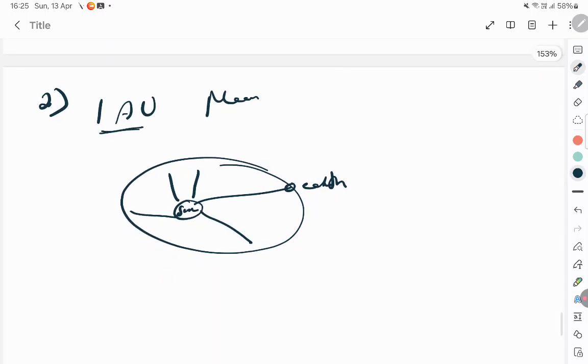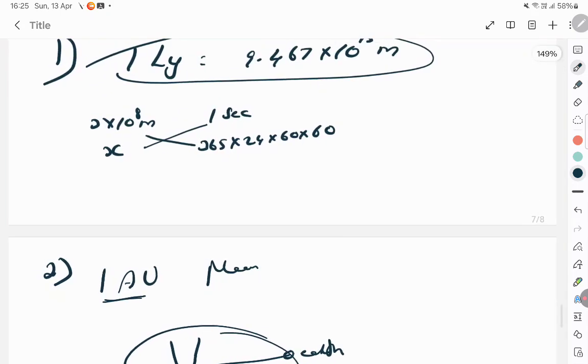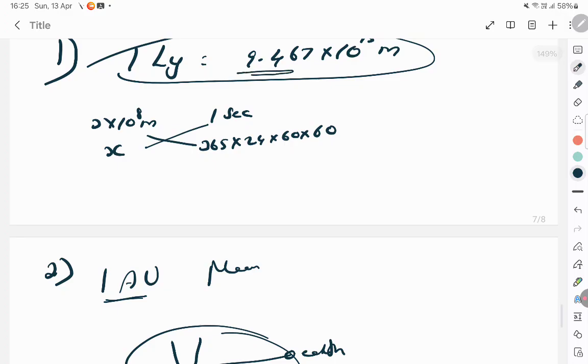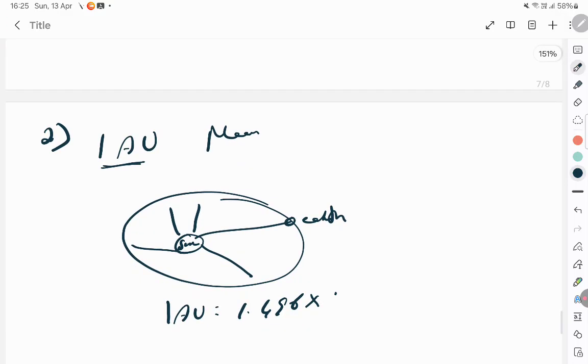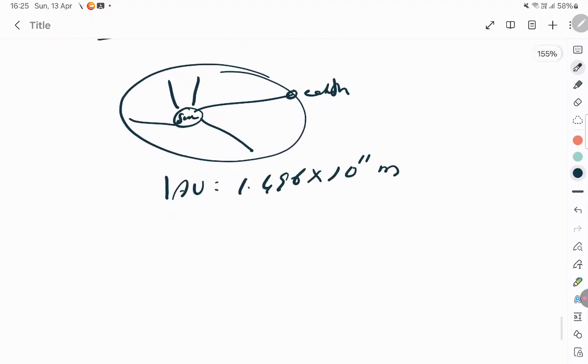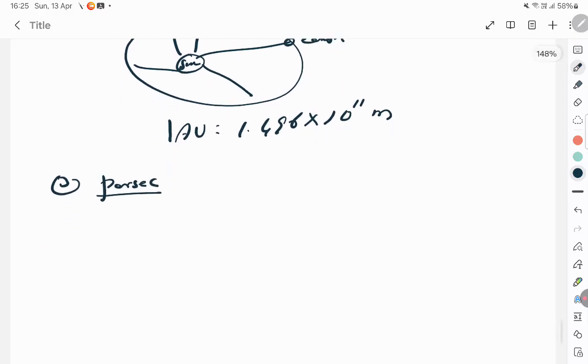Okay, and 1 astronomical unit, you should mark its value, that is 1.496 into 10 to the power 11 meters. This is 1 astronomical unit. The next thing that I want to teach you is about parsec. What is 1 parsec? Let's see.